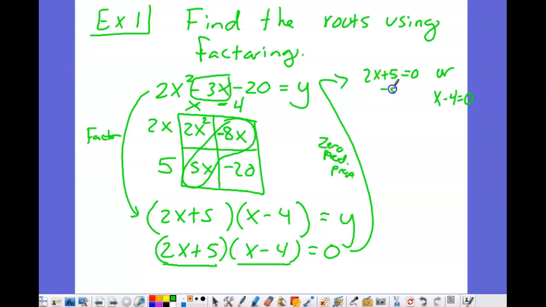Okay, so let's solve this one. Minus 5 divided by 2. How about this one? What would I do? Plus 4 divided by 2. It doesn't have a 2 on it. So there's your 2 answers. So the process is factor it and then set each parenthesis set equal to 0 and solve. That's another way that you can find the roots. Okay?